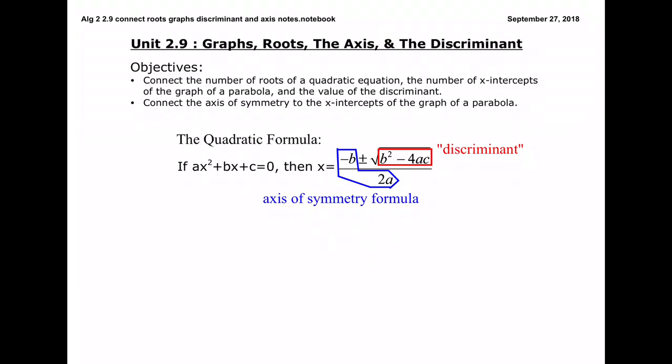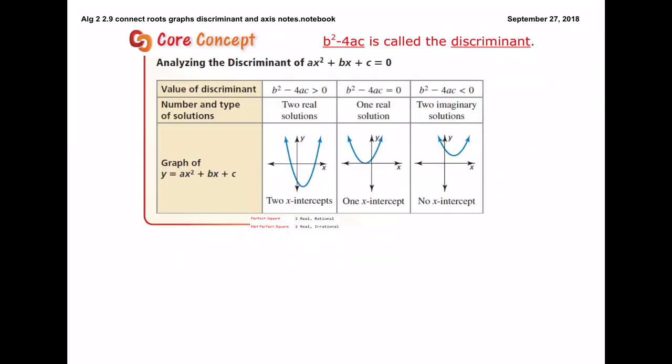Please remember the quadratic formula is derived from the standard form of a quadratic. In red, you can see that the discriminant is what's under the radical, b squared minus 4ac. You also can notice in the blue the formula to find the axis of symmetry, negative b over 2a, as well. When we look at b squared minus 4ac, we call this the discriminant.